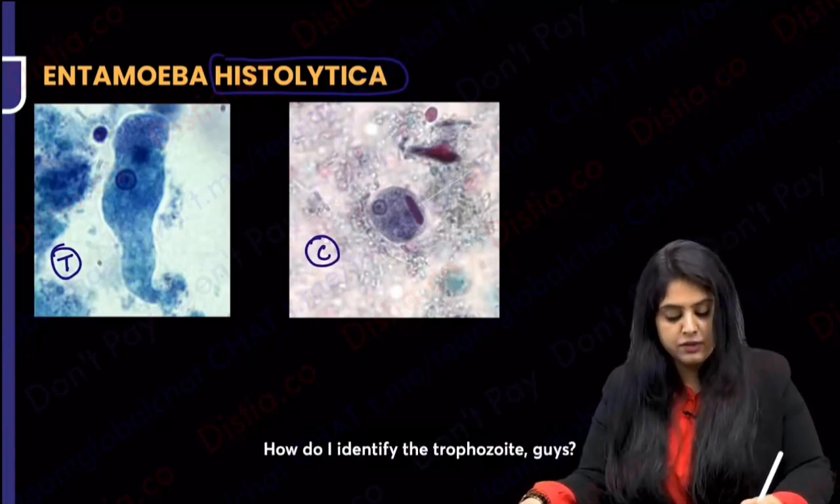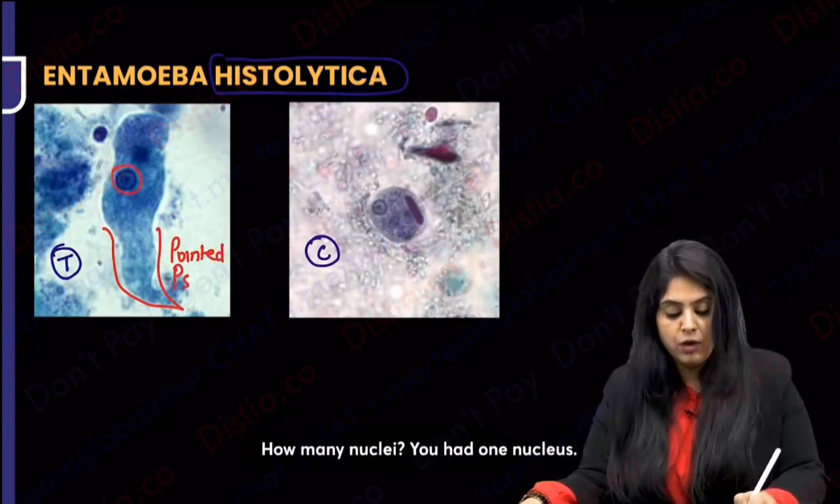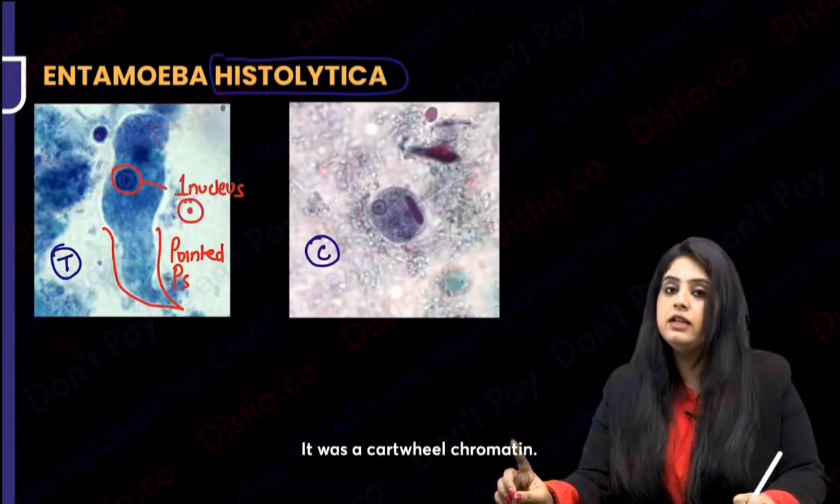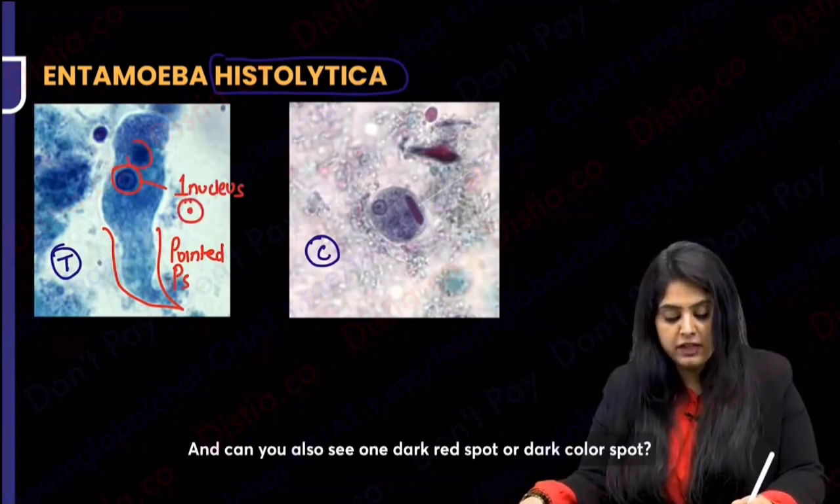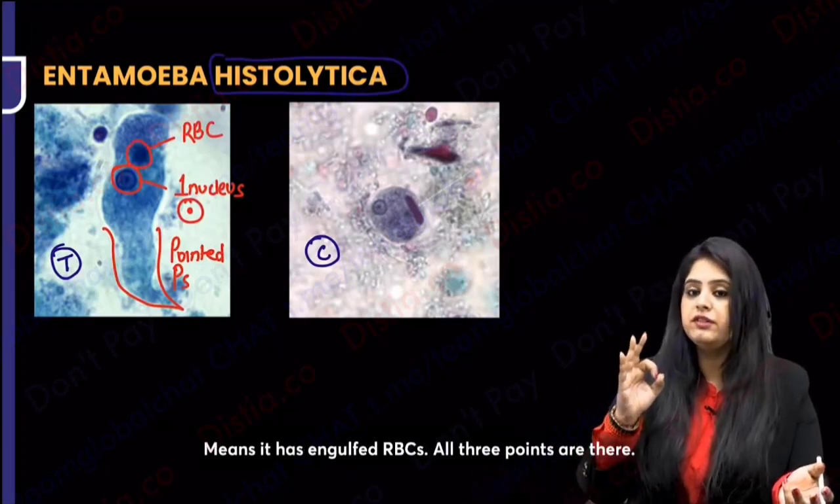How do I identify the trophozoite? Guys, again tell me, what was the pseudopodia? This was a pointed pseudopodia that you had. How many nuclei? You had one nucleus. And what was the shape? It was a cartwheel chromatin. And can you also see one dark red spot or dark color spot? It means it has engulfed RBCs. All 3 points are there.